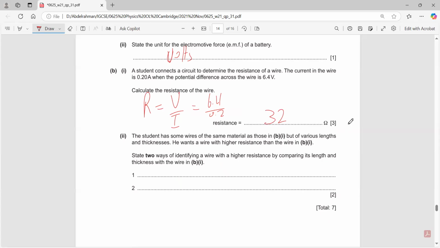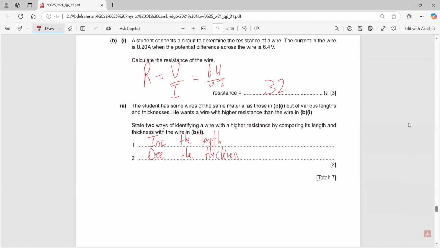To increase the resistance, what should I do to the length? I need to increase the length. What about the thickness? You need to decrease the thickness. You need a thinner wire. You need to decrease the thickness. A thinner wire. Okay?